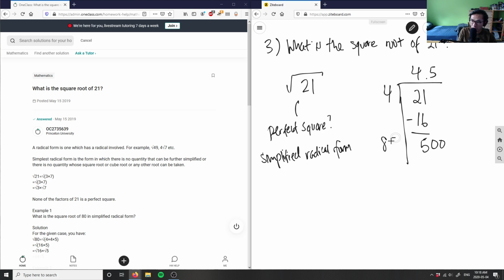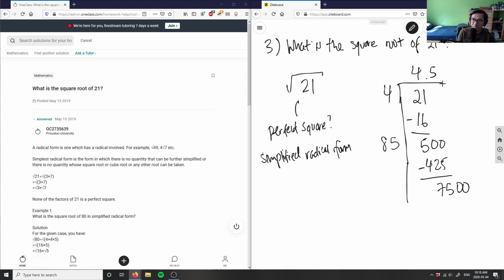So I would have to put 5 as my next number, and 85 times 5 would be 425. Subtracting those two numbers, I get 75. Then I can add 2 zeros, and again, this here is a 5.